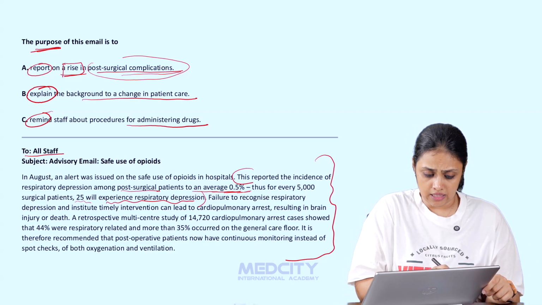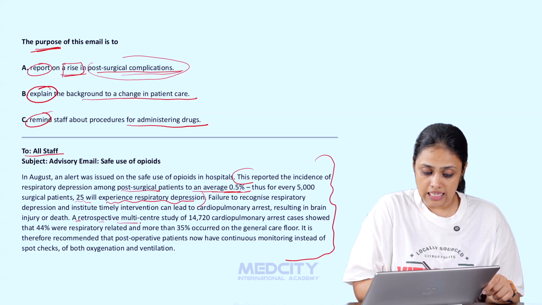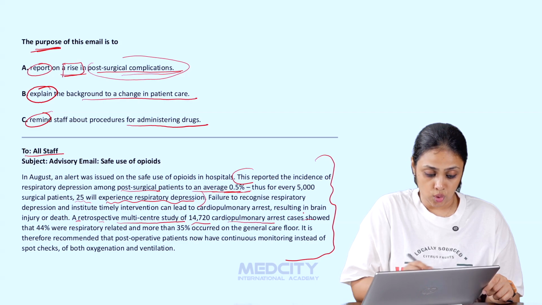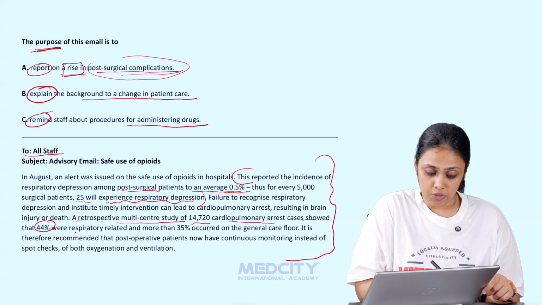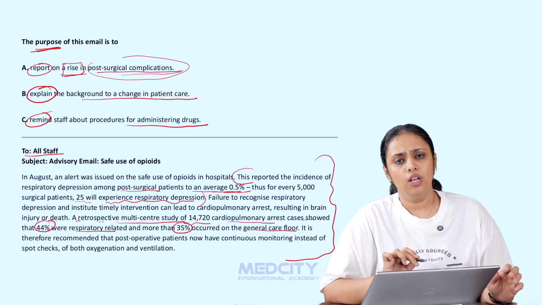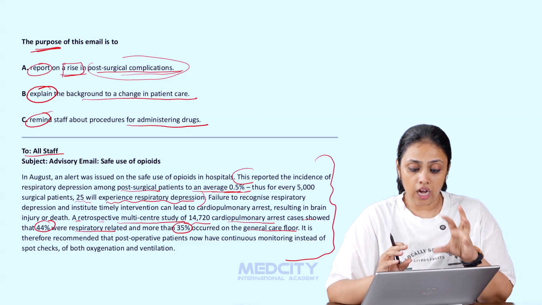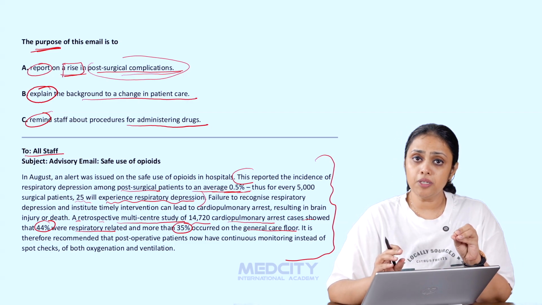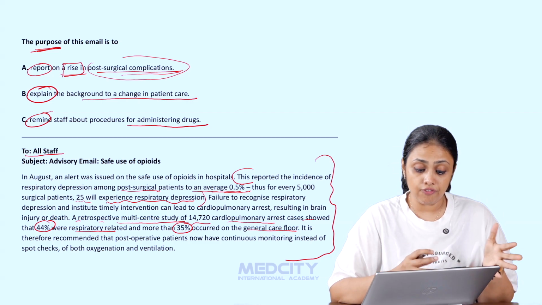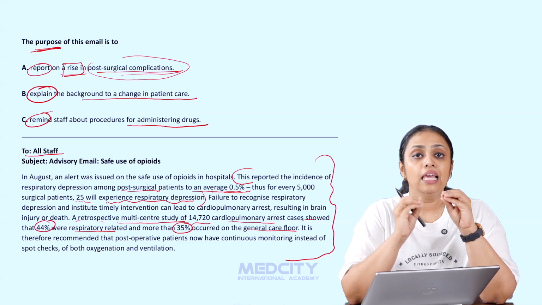Then one more statistic you can see here is that a retrospective multi-center study of 14,720 cardiopulmonary arrest cases showed that 44% were respiratory related and more than 35% occurred on the general care floor, which means that they have given another set of details saying that out of the cardiopulmonary arrests that happened, 44% is due to this respiratory depression, and out of that 44%, 35% is happening on the general care floor, which means that it is happening in the healthcare setting.